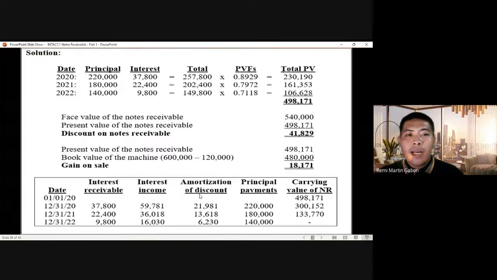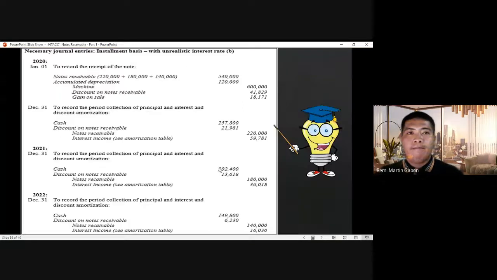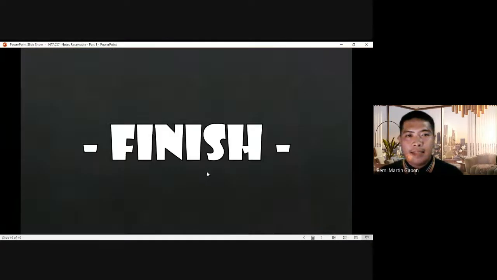So if we go back to the amortization schedule and multiply 133,770 by 12%, it becomes 16,052. That is higher than 16,030, so it would become negative if we consider the process. So we'll just adjust. I hope everyone got it. So that's it. We're done with part 1.